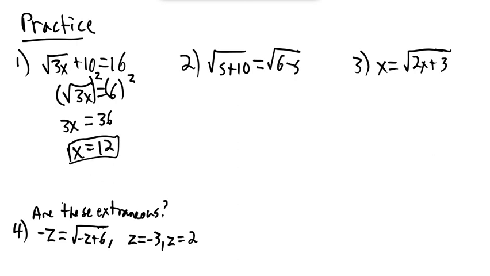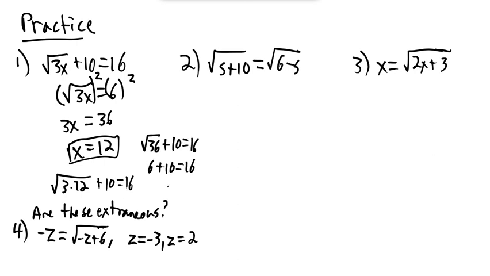So make sure that the square root of 3 times 12 plus 10 is equal to 16. Is the square root of 36 plus 10 equal to 16? Well, this is 6 plus 10, so that does equal 16. We are good to go.